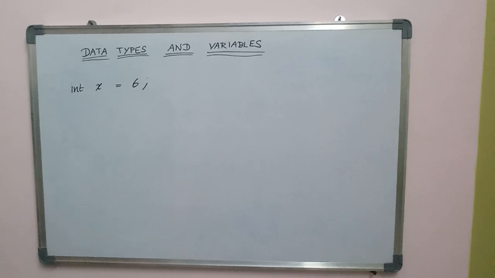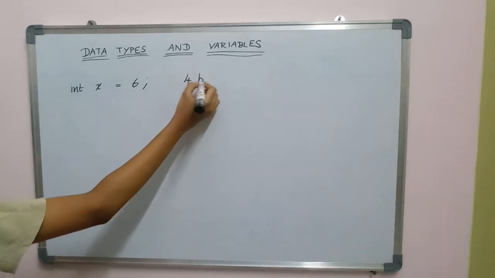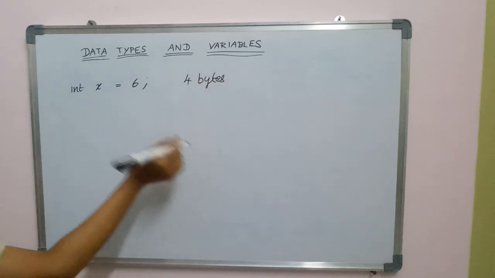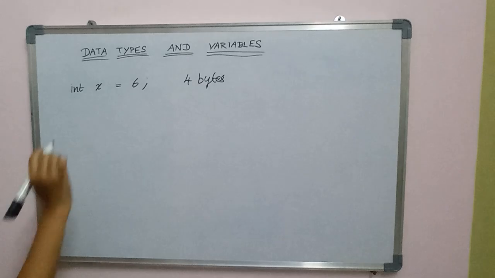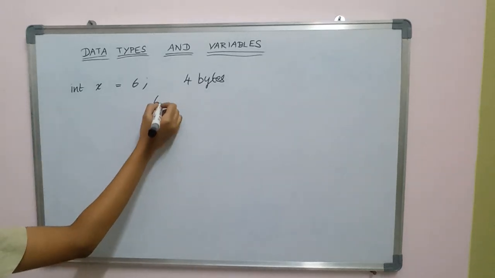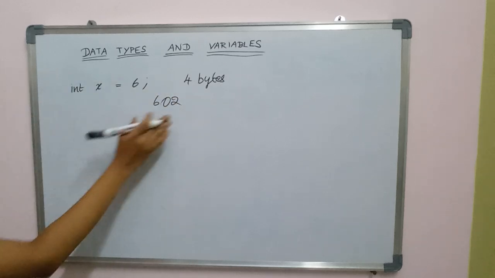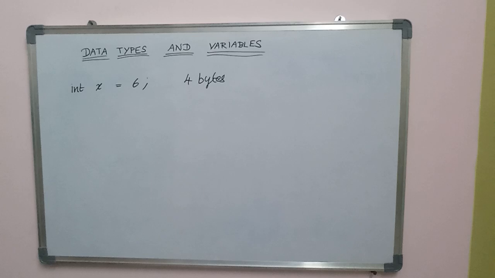The size of this int data type is about 4 bytes. 4 bytes is the actual size of the integer data type. The description of this data type is whole numbers, no decimals. It won't store numbers like 6.0 or 6.02, whatever it is. It only stores integer values.